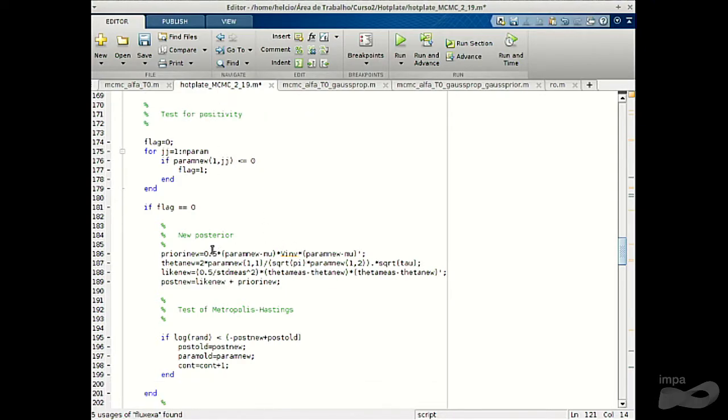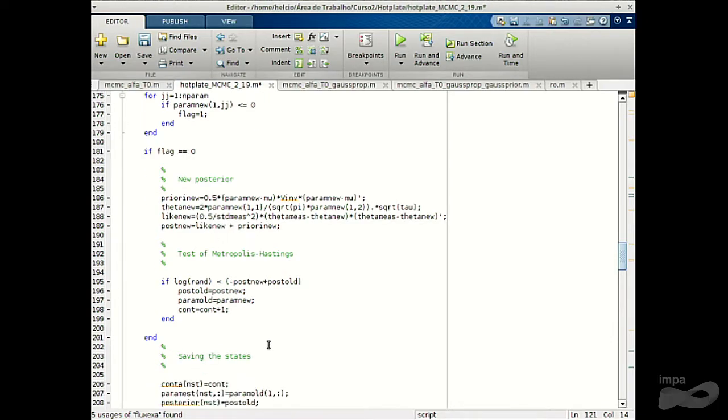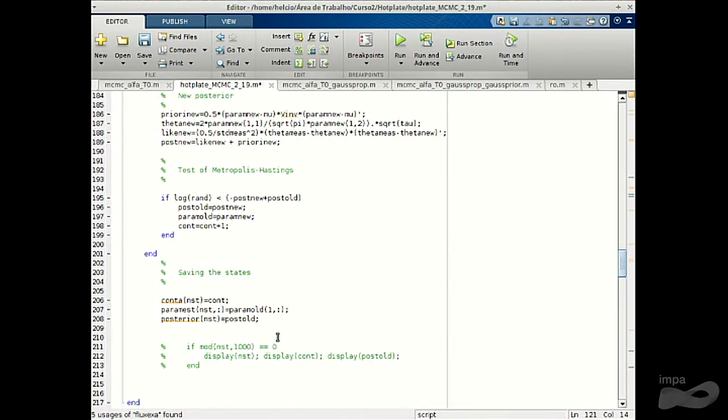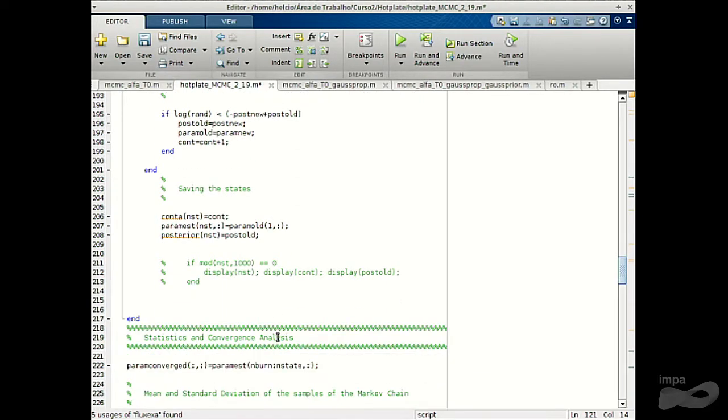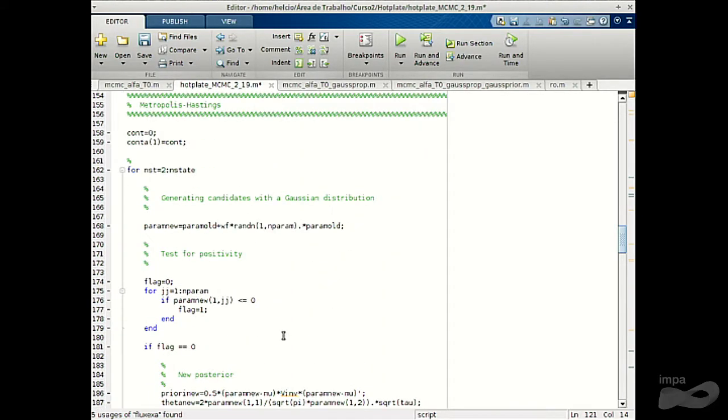So I compute a new prior for the candidates. I compute the likelihood for the candidates and the posterior, and I do exactly as before. So this is the Metropolis-Hastings, exactly as before.